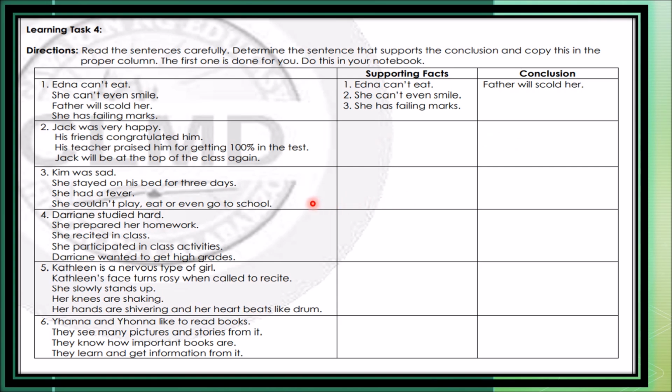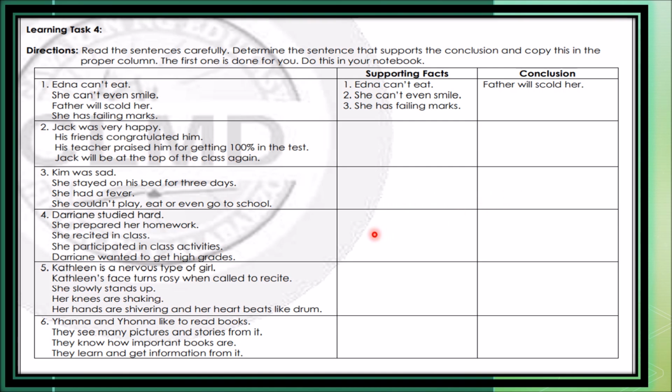Okay, number 3. Let us read all together. Kim was sad. She stayed on his bed for 3 days. She had a fever. She couldn't play, eat, or even go to school. So, what are the supporting facts, and what will be the conclusion?